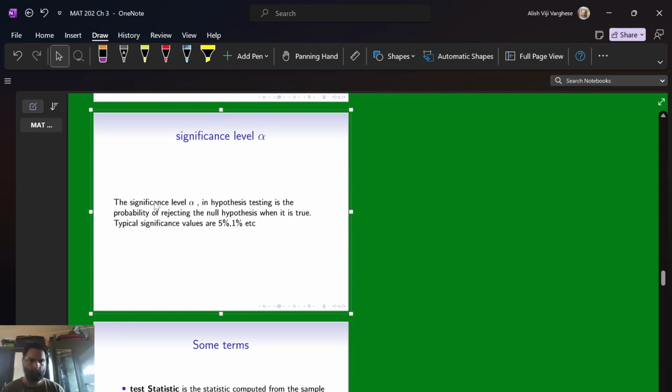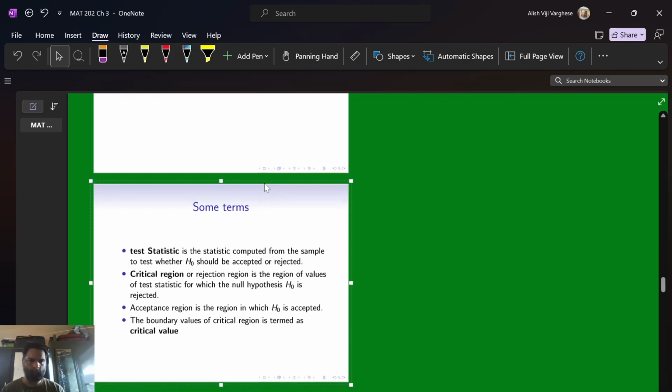Then just remember, alpha is the significance level, and (1 minus alpha) into 100% is usually referred to as the confidence level. Both are related in some way. So just try to compare these two terms, confidence level and significance level.